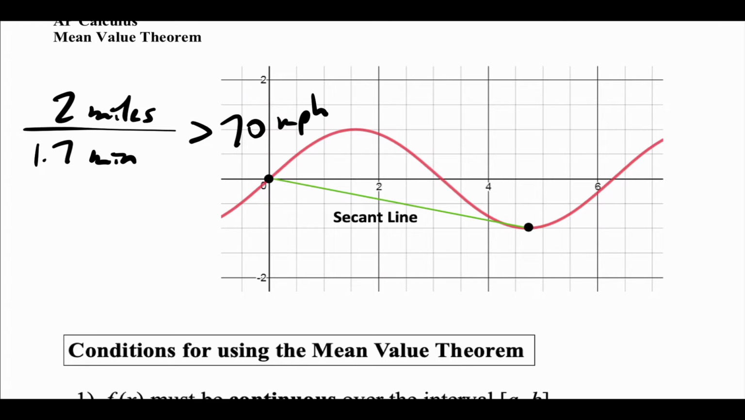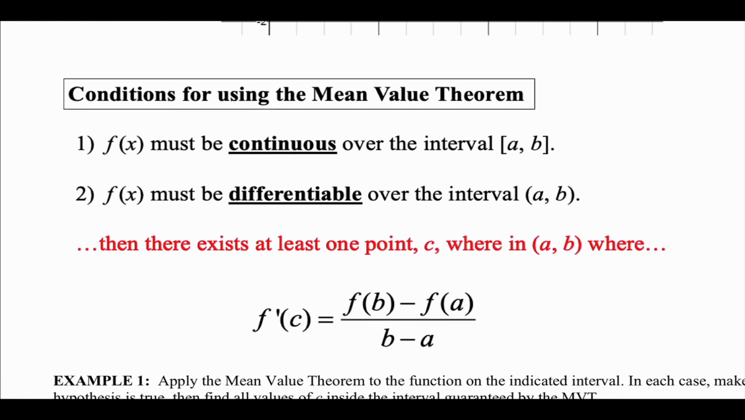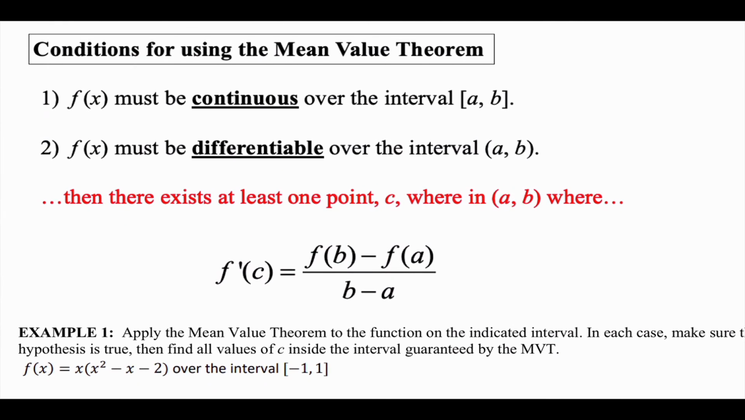That's what the mean value theorem says. Okay? That's what the mean value theorem says. So if you hear about a speed trap, that's what they're talking about. Okay? So when can we use the mean value theorem?